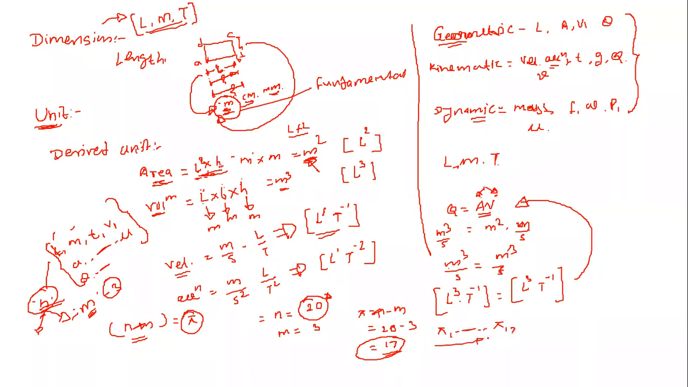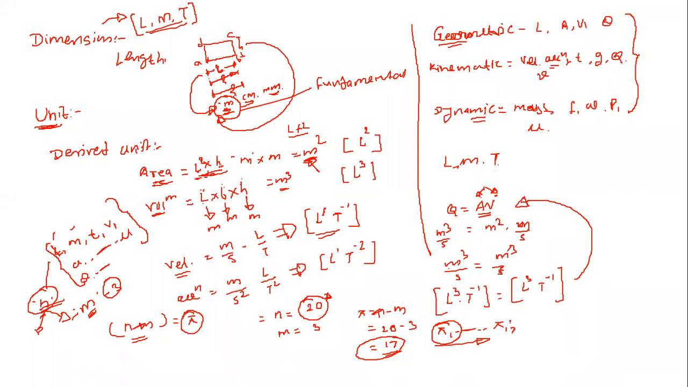So total how many will there be? Total 17 pi terms we can create. And what is a pi term? It is a non-dimensional group, it becomes a non-dimensional parameter. It has 0 dimensions, that is L0, M0 and T0 we can say, non-dimensional parameters.